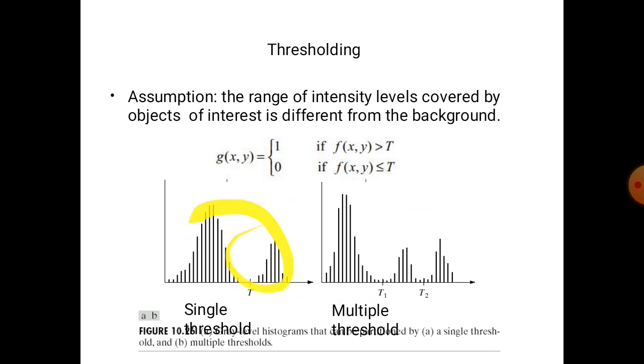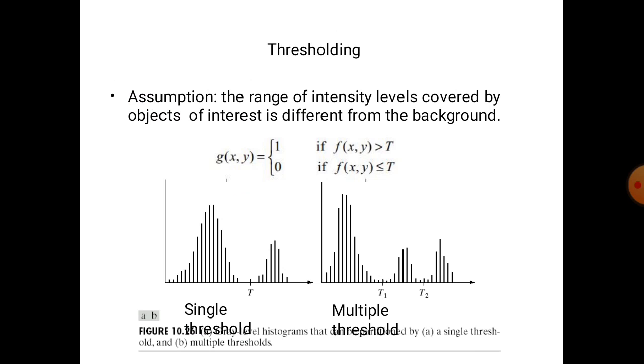Here it corresponds to an image f(x,y) composed of light objects on a dark background, in such a way that object and background pixels have intensity values grouped into two dominant modes. The obvious way to extract the objects from the background is to select a threshold T that separates the modes. Then any point (x,y) in the image at which f(x,y) is greater than T is known as an object point.